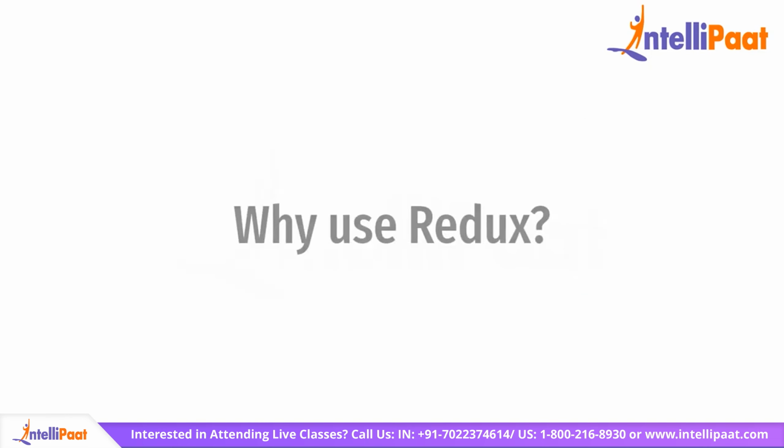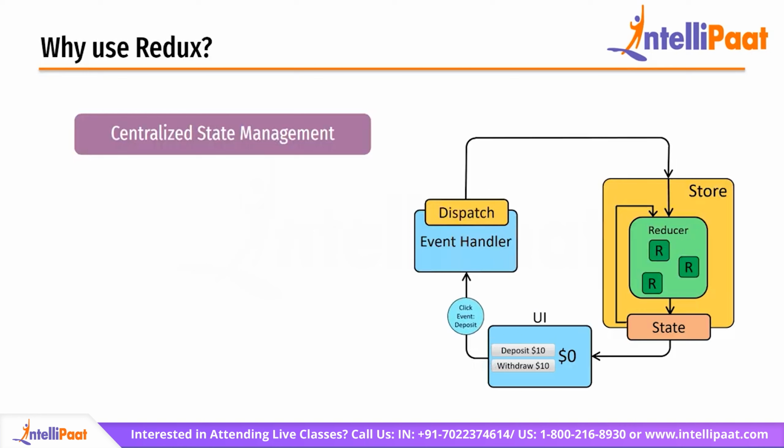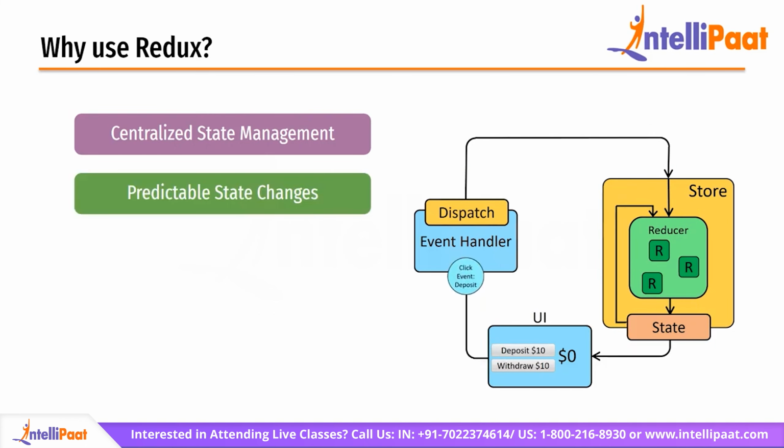Now we look at why use Redux. There are several reasons why someone might choose to use Redux. The first is centralized state management. Redux provides a single centralized store for all the state in the application, which makes it easier to reason about how data is flowing through the application and debug issues. Second is predictable state changes. Redux uses a strict set of rules for how state can be updated, which helps ensure that changes to the state are predictable and consistent across the entire application.